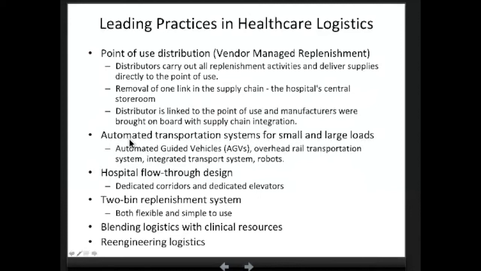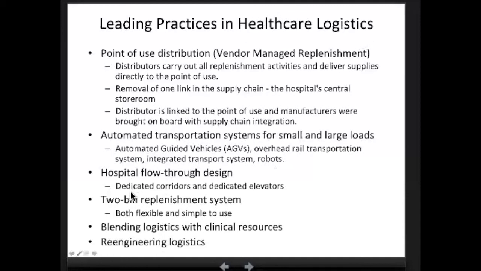The second leading practice is automated transportation systems for small and large loads. This could be in the form of automated guided vehicles in the warehouse, or an overhead rail transportation system. The article does give some examples of how these technologies are being used in some hospitals, and also robots, etc. Then there is hospital flow-through design, which is the layout. We talked about the process layout in the first week itself. So the way a hospital creates this flow-through design or layout will have influence on how healthcare logistics will be managed.